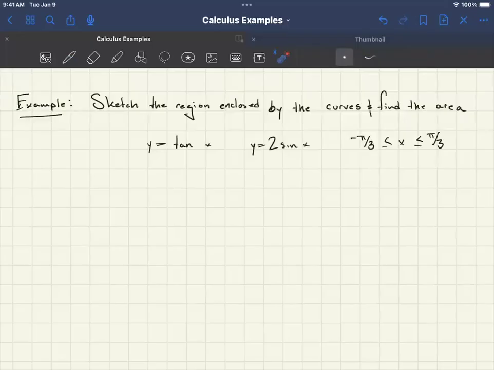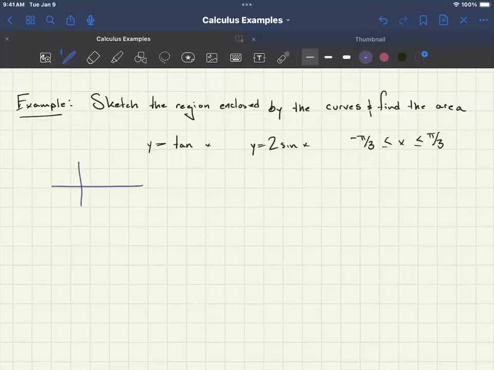I'm Dr. Finch. Today we're going to look at the area enclosed by tangent of x and 2 sine of x as we are between negative pi over 3 and positive pi over 3. So we're being asked to sketch the area and find the region enclosed by the curves. So let's start off by sketching.